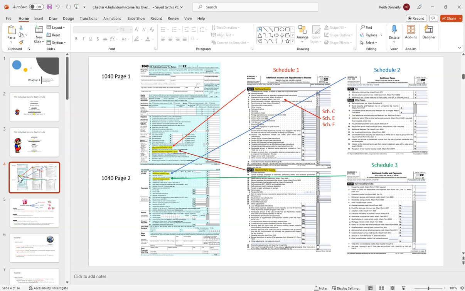Here's showing you that 1040. The idea with this is it's complex. This is just giving you a high-level overview. You have page 1 and 2. Into that, you have your Schedule 1, which flows over, your Schedule 2, and your Schedule 3. These guys over here, this is where you're getting some of your above-the-line deductions, your credits, any additional taxes.